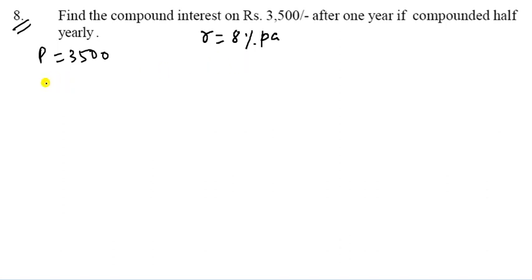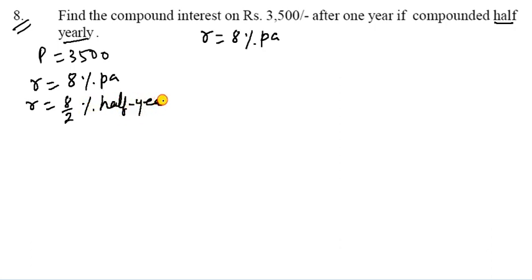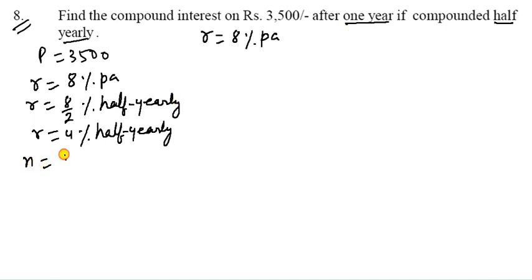In this question the percentage is not given, so let us take the percentage as 8% per annum. So 8% per annum is given, so R will be equal to 8% per annum, but it is compounded half yearly, so that is the most important thing. So R will be equal to 8 divided by 2, 4% half yearly. That is your R.